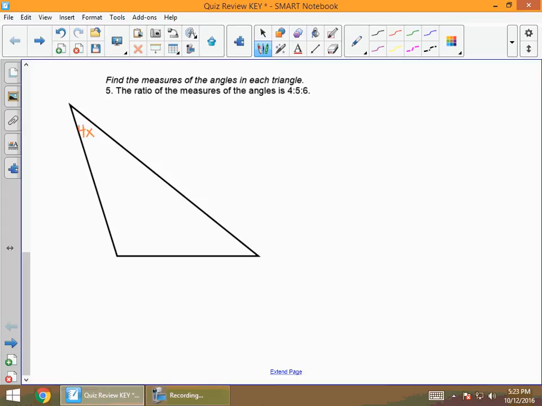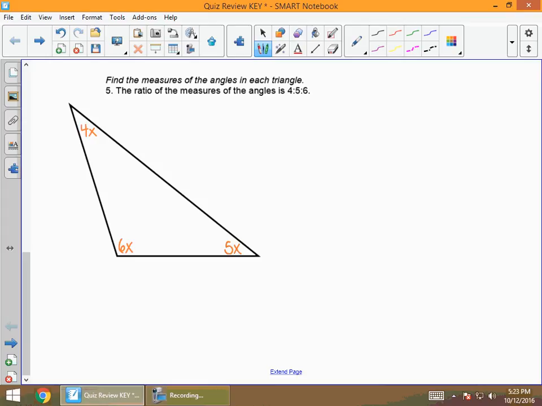So I'll put a variable with it. This is 4x. This is 5x. This is 6x. And as long as I multiply those numbers 4, 5, and 6 by the same number, my ratio of 4, 5, 6 will stay the same. This is very similar to the homework problem and the notes problem that we did, where we had a perimeter and we had to add them up, and we used an x variable.